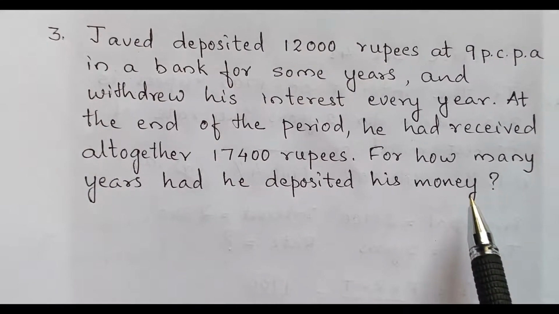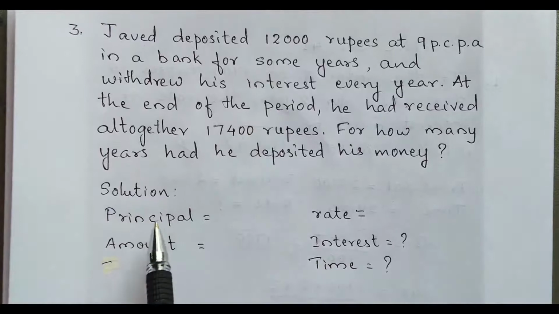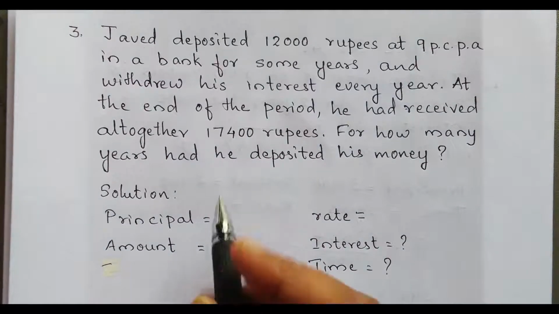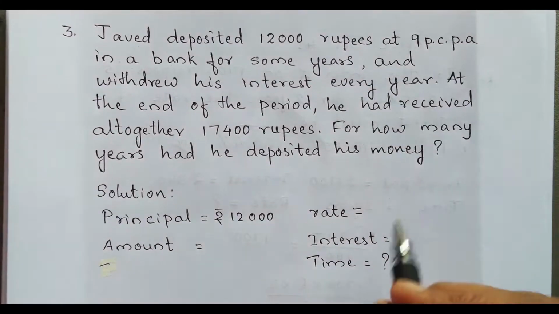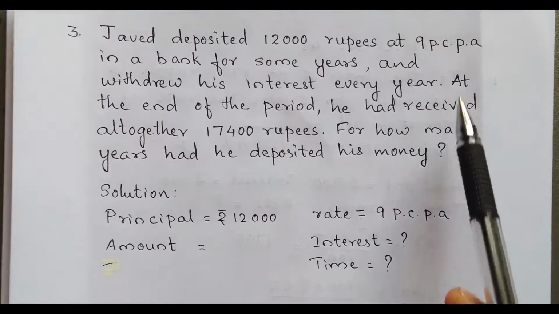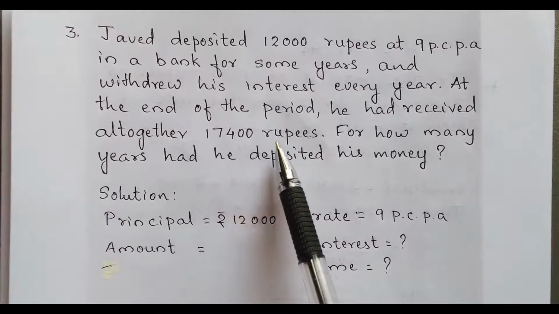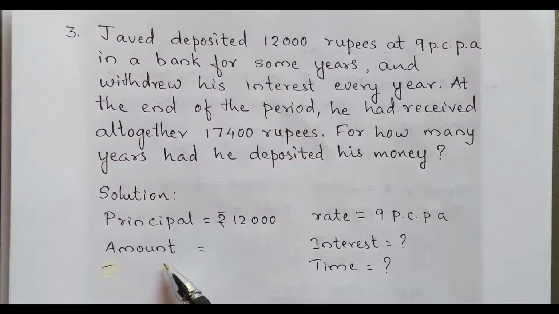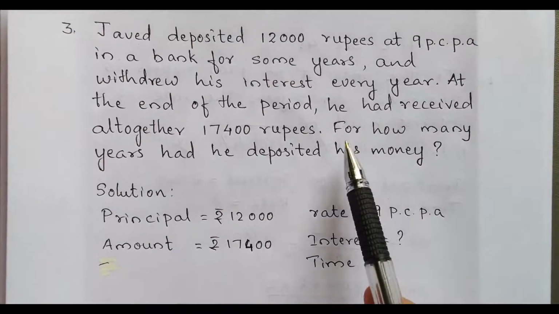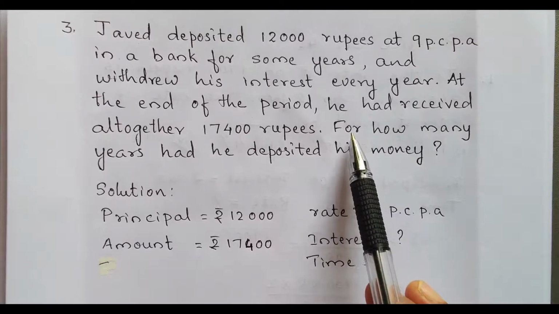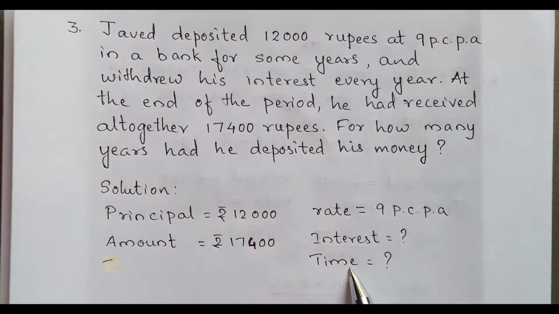So first let us write what is given. Javed deposited 12,000 rupees. That means the principal is rupees 12,000. Now what's the rate of interest? The rate of interest is 9% per annum. What else is given? It's given at the end of the period he had received altogether 17,400 rupees. That means the amount is 17,400 rupees. Now what are we to find? Now we have to find for how many years he had deposited his money. That means we have to find the time.